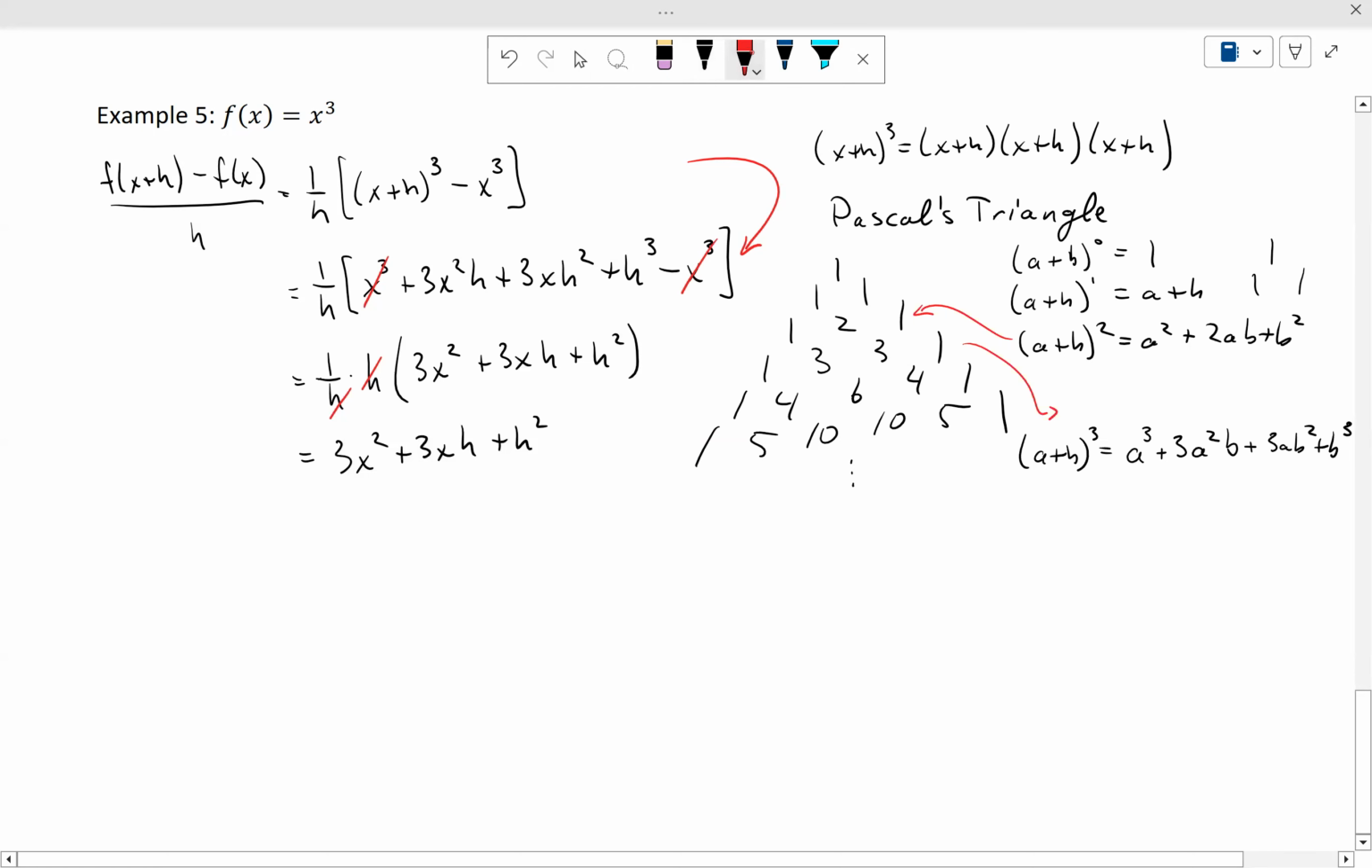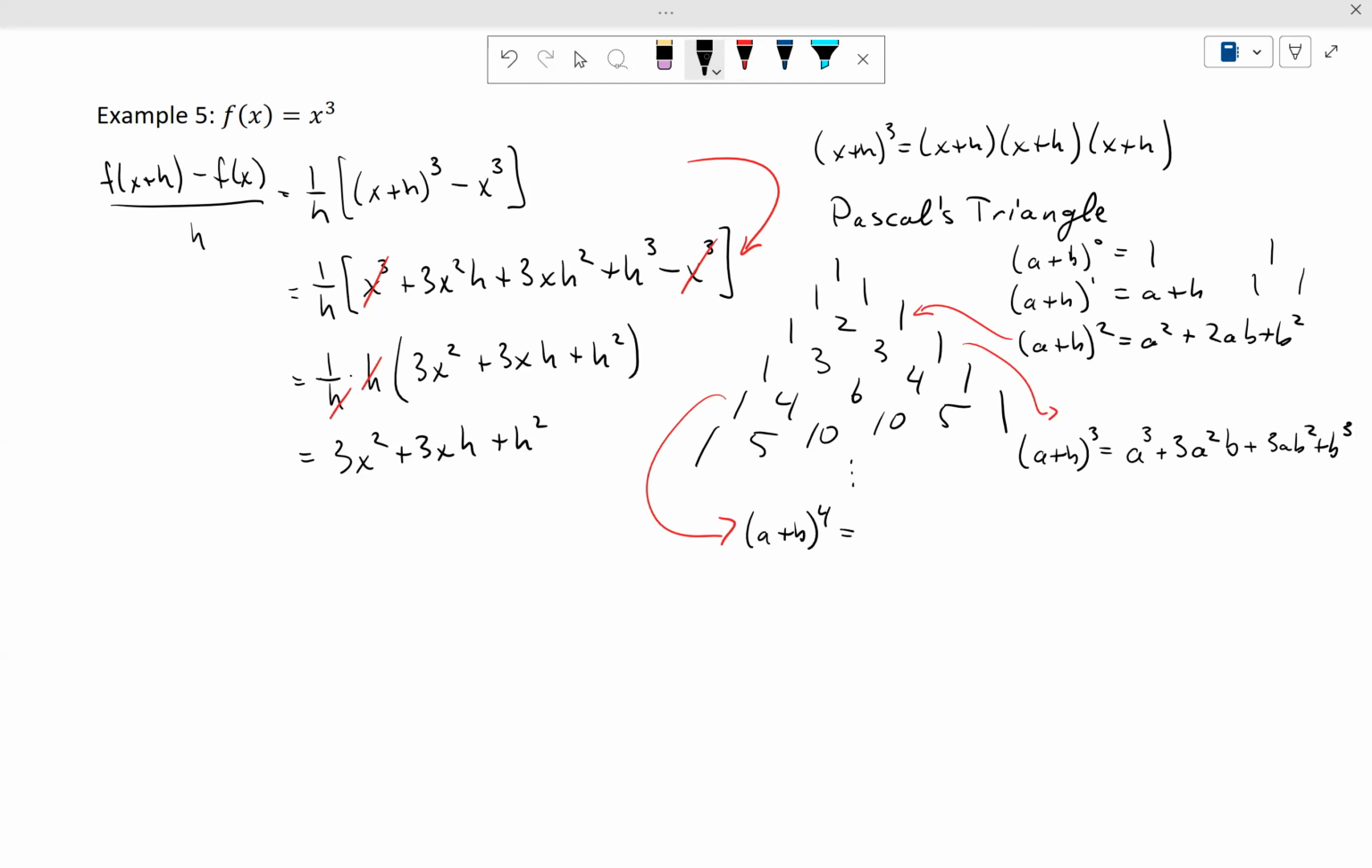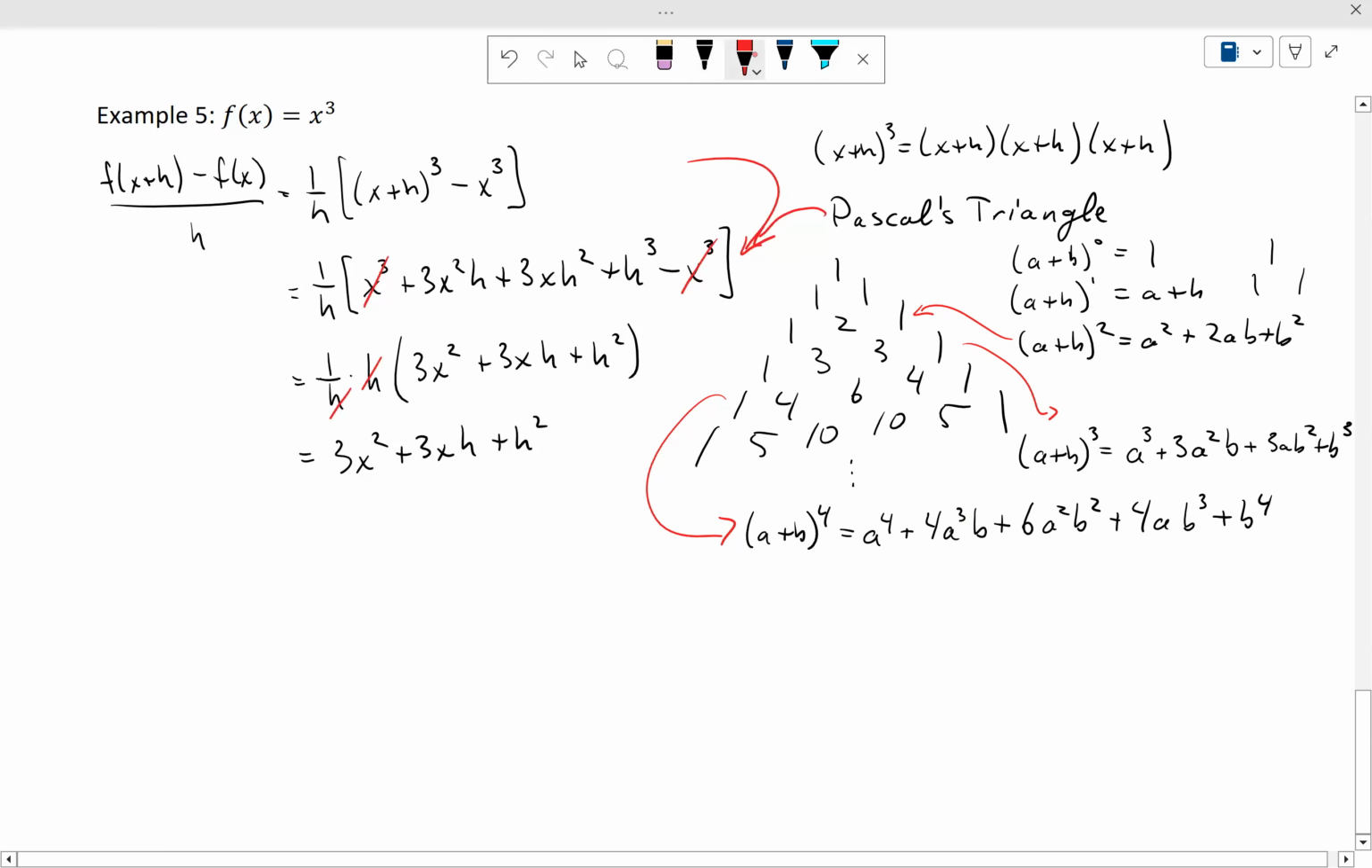Similarly, you can do it for the next row as well. If you did a plus b all to the 4th power, you can multiply out longhand and check this, but you should get a to the 4 plus 4a cubed b plus 6a squared b squared plus 4ab cubed plus b to the 4, and etc. You can do it to whatever level you need. So that's one way to use Pascal's triangle to help yourself out when you're expanding powers of a binomial.